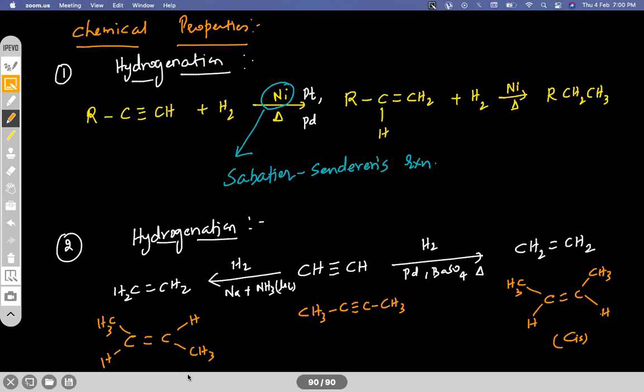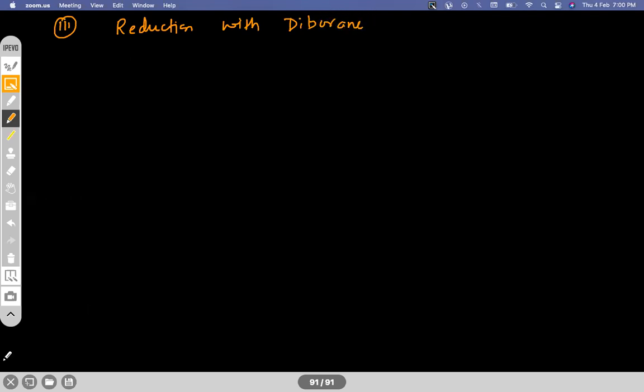There is one more reaction we have, where we use B2H6, diborane. Write down: third one, reduction of alkyne, or simply you write down reduction with diborane. What is the formula of diborane? Formula of diborane is B2H6. It is a dimer of BH3, borane, right?